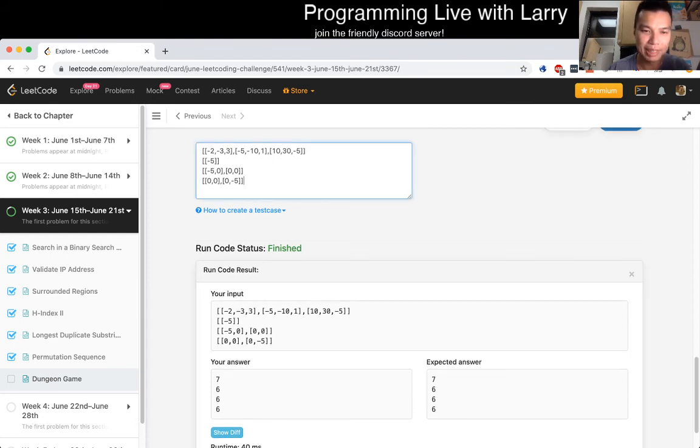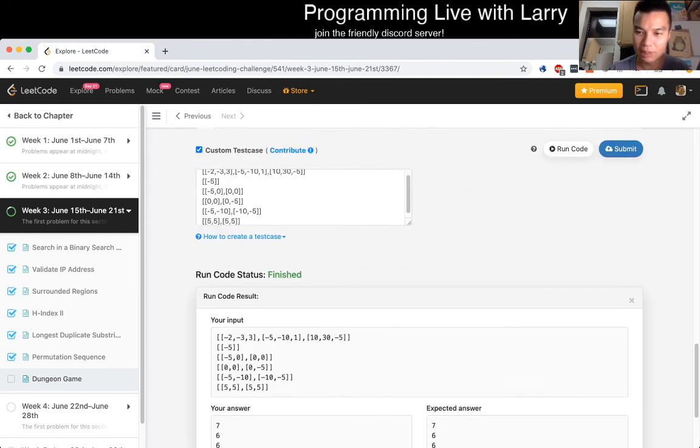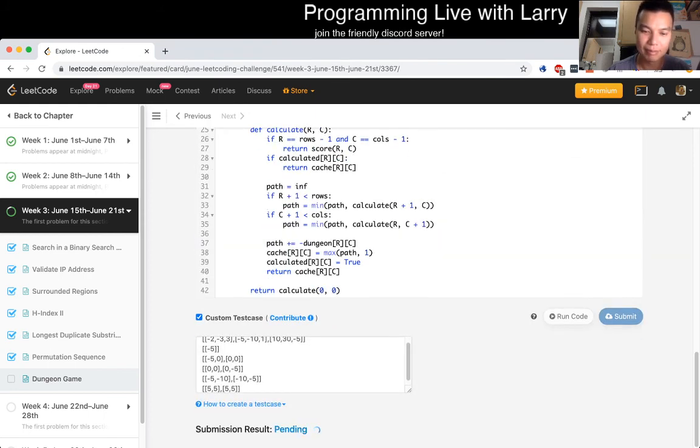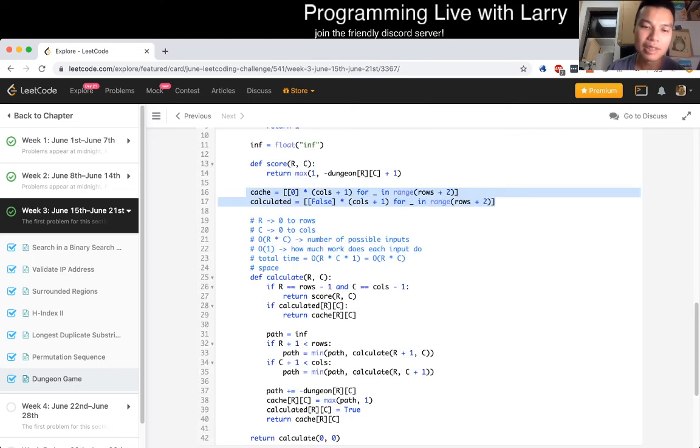Are there more cases? I guess let's just do a couple more for funsies, and then just add this. This should be all positive numbers, which should give me just 1. Okay, cool. So that looks good. Let's submit. Sweet. Okay, cool.